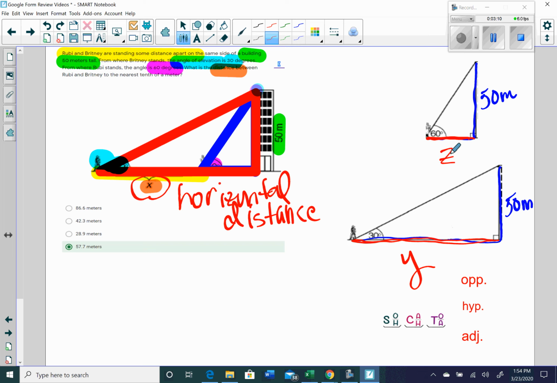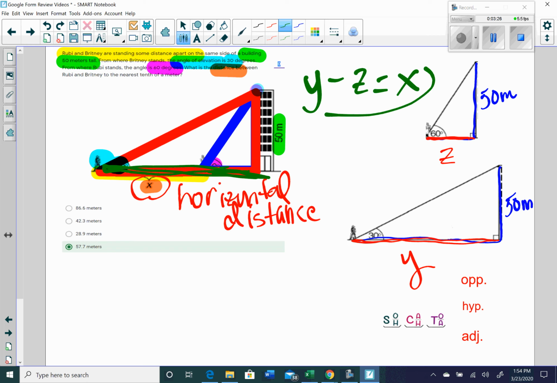In order for us to find this distance here, we're going to need to take the longer distance, which was from where Brittany was standing, and minus from it the shorter distance from where Ruby is standing, and that will get us our answer. So we're going to try to find, using two different trig equations, the y distance and the z distance. So let's start off with our first question.